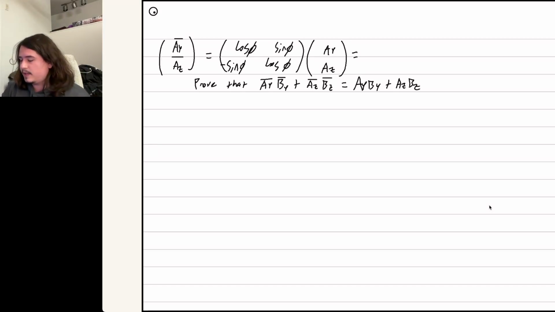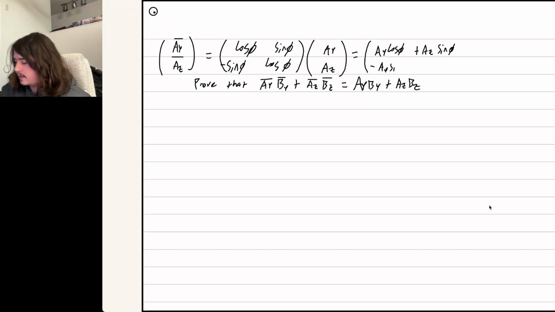The new vector A bar is equal to the matrix cosine phi, sine phi, minus sine phi, cosine phi, times the column vector A. Doing a little bit of matrix multiplication, you can put it in this form where it's Ay cosine phi plus Az sine phi, minus Ay sine phi plus Az cosine phi, which is cool.